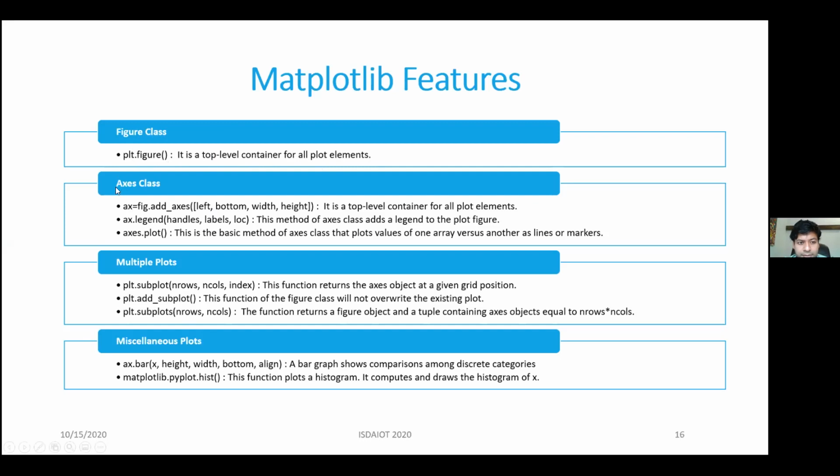Then there are some functions under the axis class, for more like editing the figure, like figure.add_axes. So you can add new axes by using this function. Then ax.legend, so you can add a legend in the figure. Then ax.plot invokes the main plot with various lines or markers.